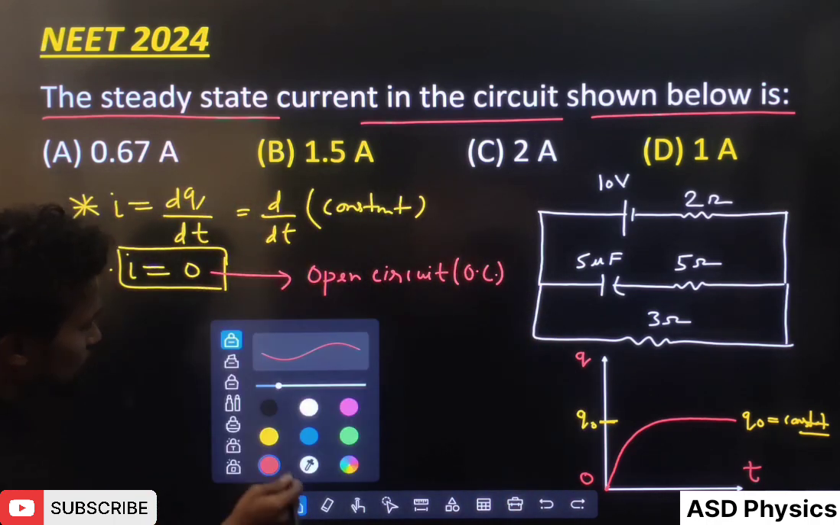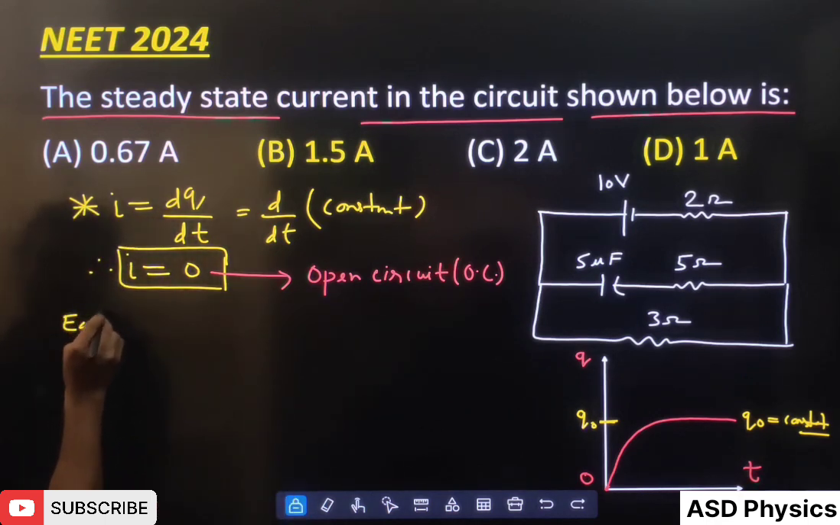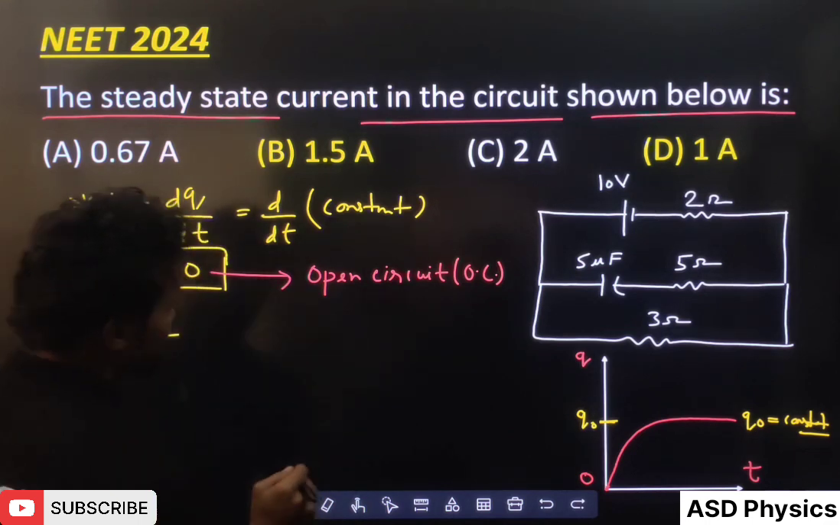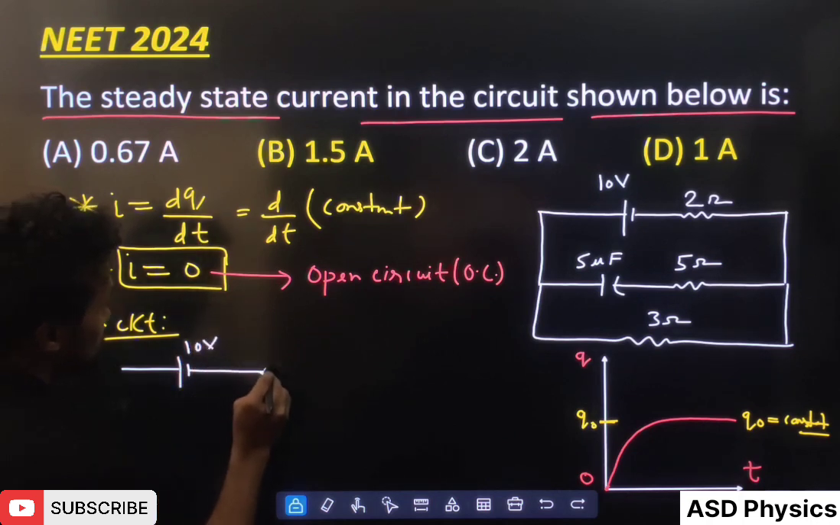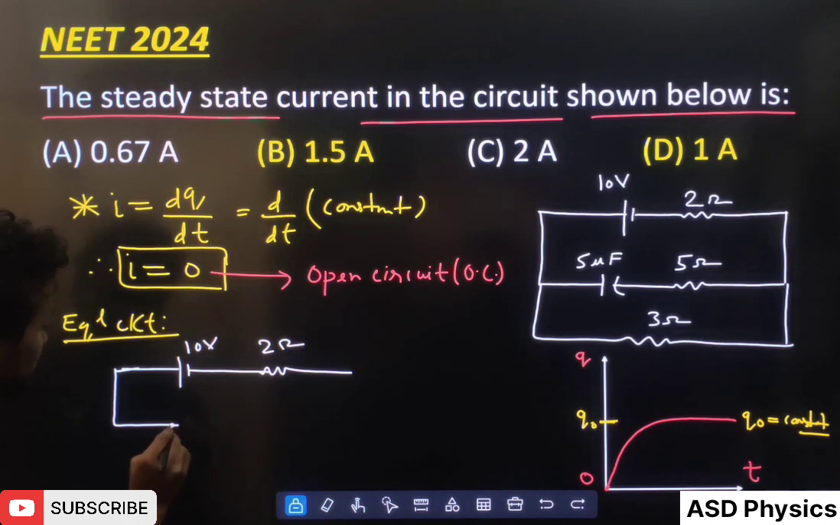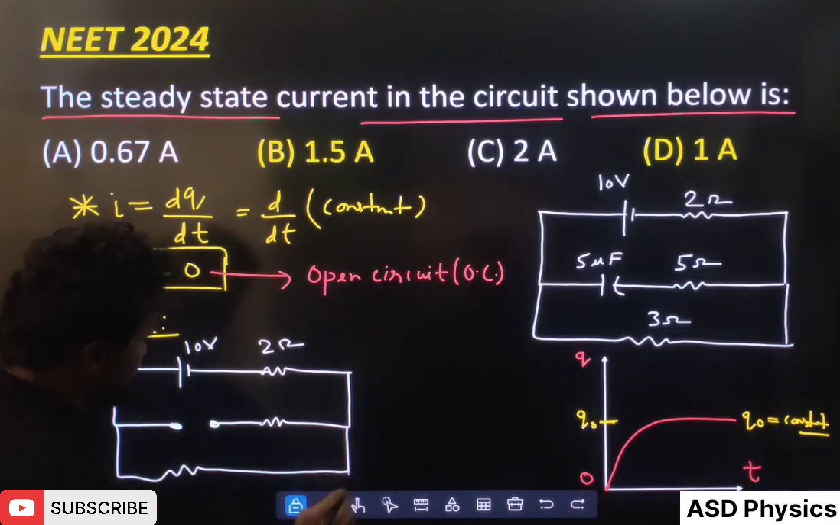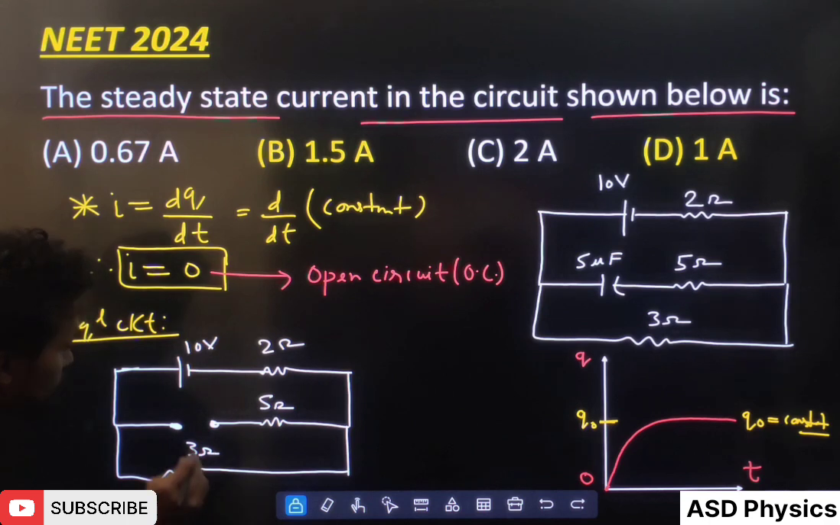Now I am going to draw one equivalent circuit here. EQL CKT means equivalent circuit. So the situation is like this. This is the 10 volt battery, and here 2 ohm resistance. This capacitor will become an open circuit, and here again like this. Here is 5 ohm, here 3 ohm, and this is the open circuit.